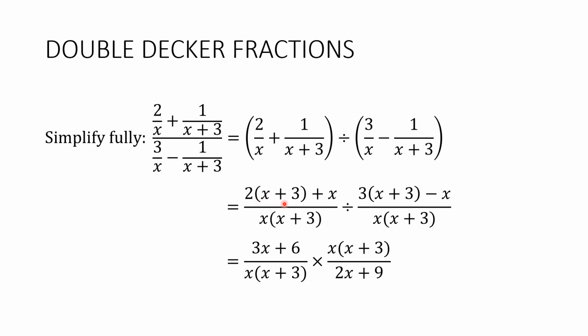Now I'm going to do keep, change, flip, but I'm also going to tidy these up at the same time. So this is 2x plus 6 plus x, which is 3x plus 6, and this is 3x plus 9, take away x, which is 2x plus 9. Okay, now because we've got a times sign here, we can cancel. And what can we cancel? Let's see. This x plus 3 will cancel, and the x will cancel, and we're going to be left with 3x plus 6, or 3 outside of brackets, x plus 2, all over 2x plus 9.